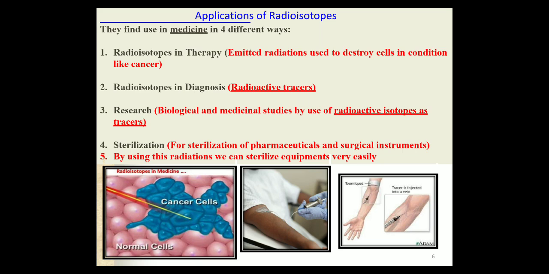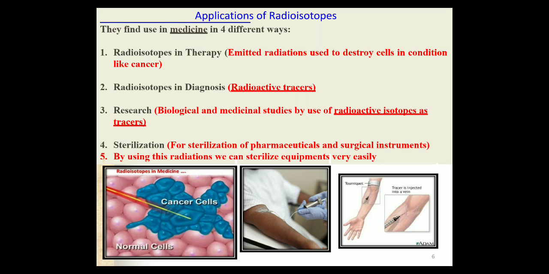They find use in medicine in 4 different ways. First way, radioisotopes in therapy, directly treatment. Secondly, radioisotopes in diagnosis. Diagnosis means only detection purpose. Third one, research, in research methodologies. Fourth one, sterilization. Okay, sterilization means what? Removal of any microorganisms, right? We'll see one by one.